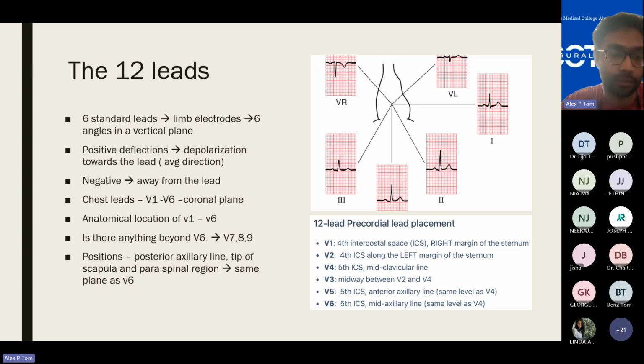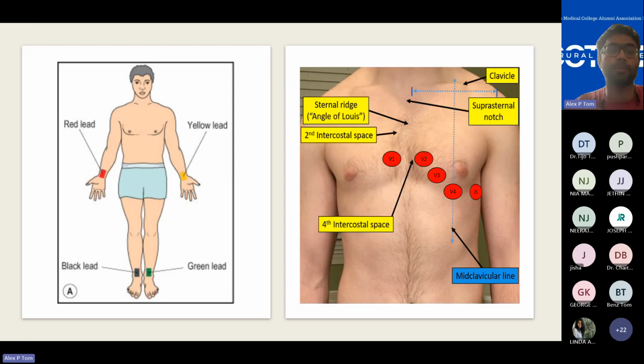And then you have the chest leads. So V1 to V6, these are placed in a coronal plane around your heart in a specific position. So here I have made the list of the exact anatomical landmarks where you place these chest leads V1 to V6. And that is exactly where these leads should sit. And when you place them correctly, it should come up to something like this.